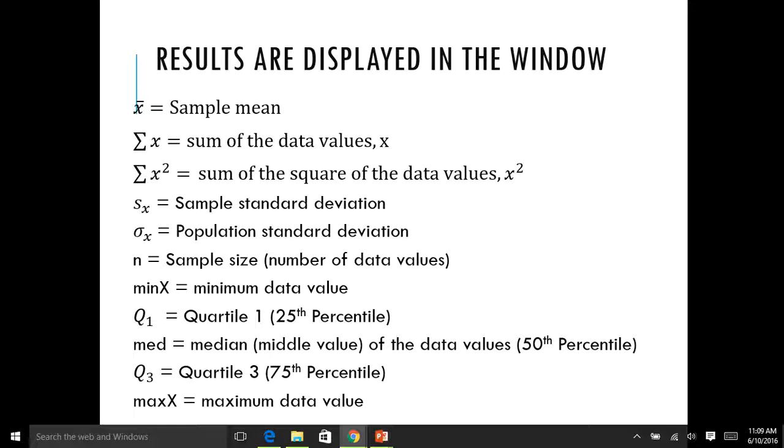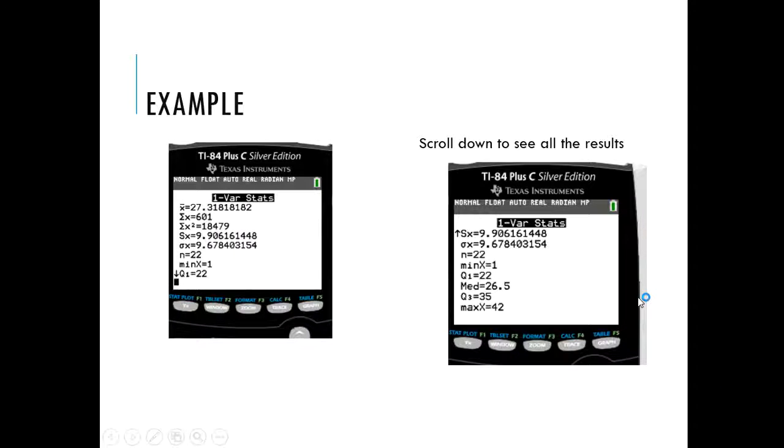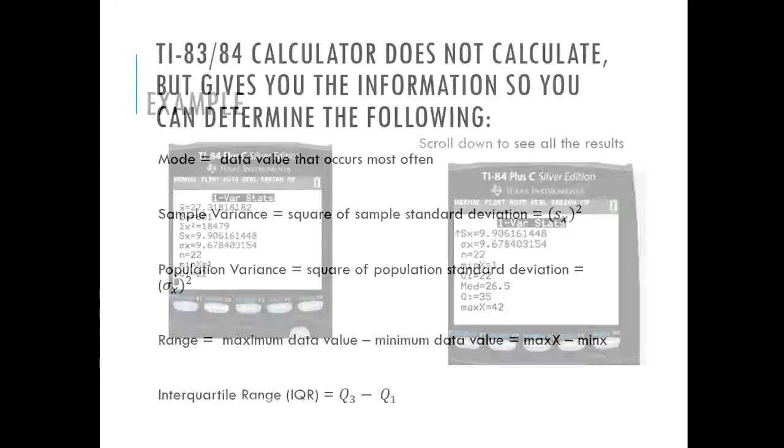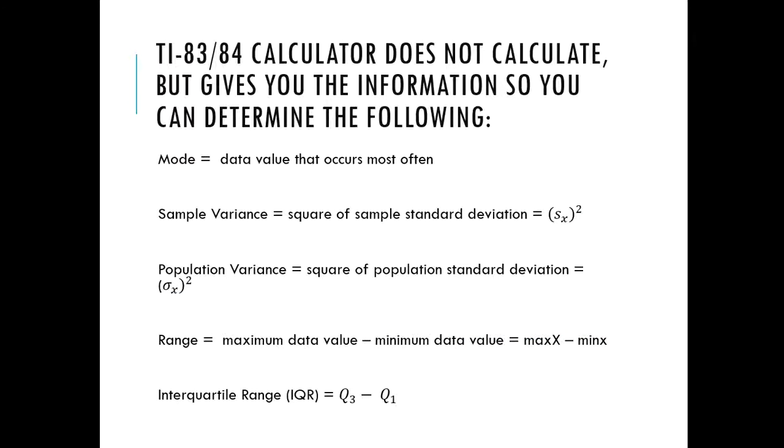1 var statistics means one variable statistic. There's a lot of information right here that you easily get from this. What you don't get, unfortunately, hold on. Here's the example of what we did, and it gave us the data. What you don't get is the mode, and that's just the data value that occurs the most, and you can find that just by looking at the data.